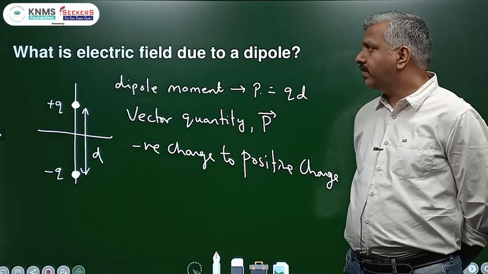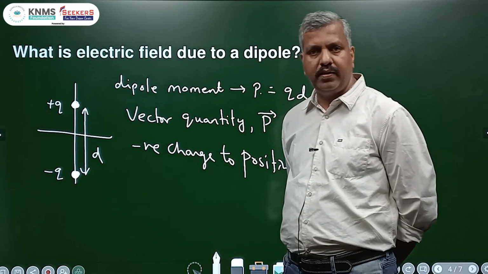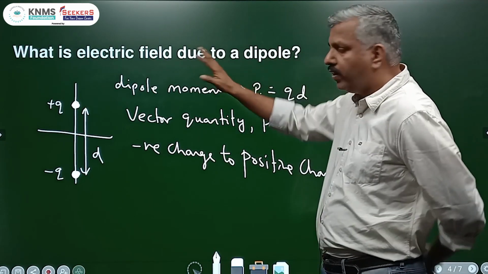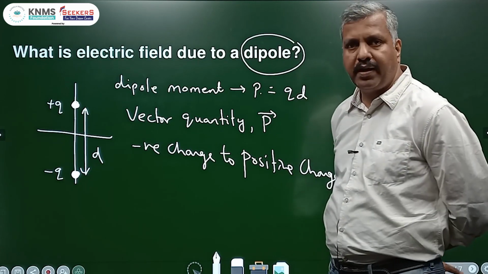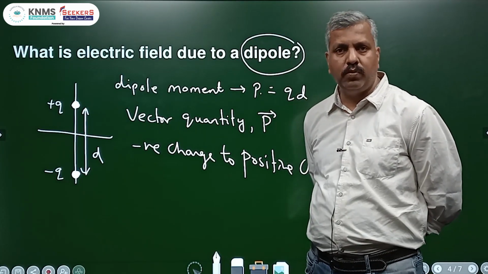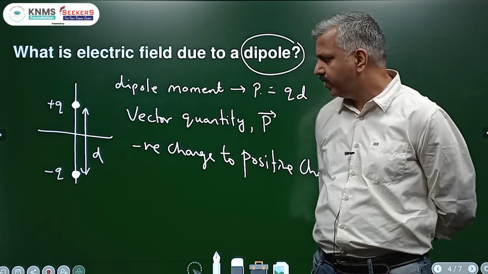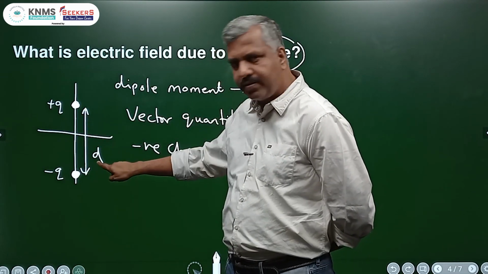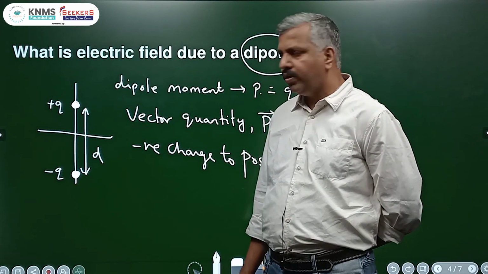So here we will try to understand electric dipole and what the electric field near a dipole is. Before we proceed, I hope all of you have understood what an electric field is. Now we will try to understand what a dipole is. A dipole basically represents two equal and opposite charges separated by a small distance. So I have a positive charge here, a negative charge here, separated by a small distance d. Two equal and opposite charges separated by a distance d constitute a dipole.